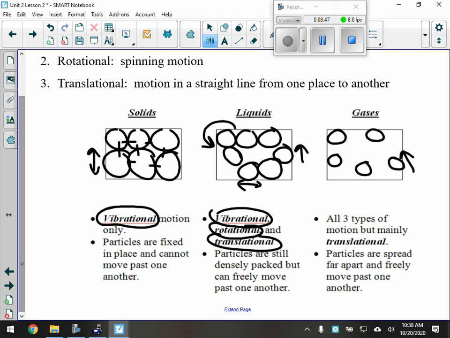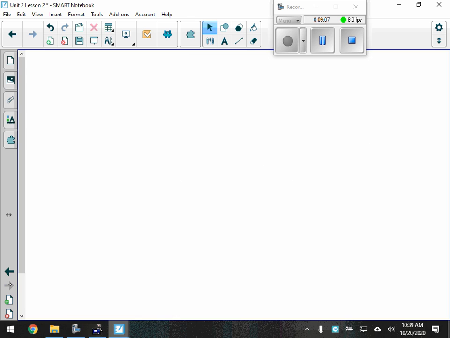We're going to focus on gases, obviously. So we're going to talk about translational motion. Okay, particles are spread far apart and freely move past one another. Okay, good. So just a little bit of reminder. Most important thing, of course, is kinetic energy, and then the 5 things that we talk about with properties of gases. Okay, and that should take care of that. Good.